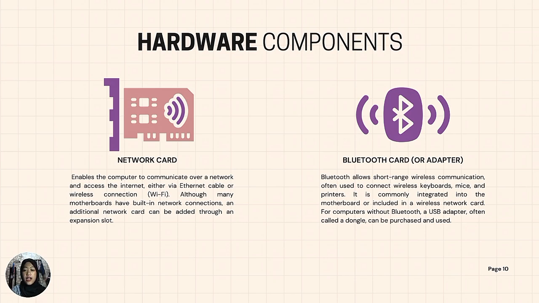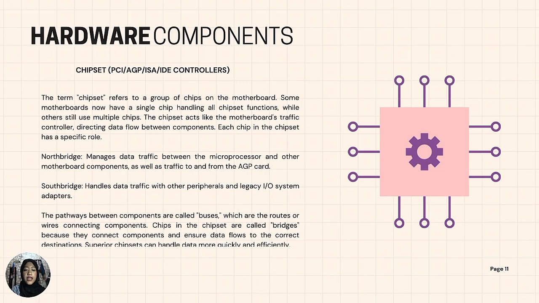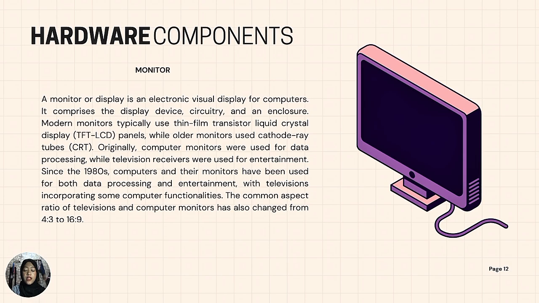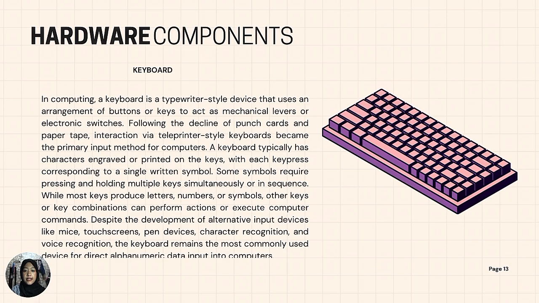14. Bluetooth card or adapter. Bluetooth lets your computer connect wirelessly, like to wireless headphones or a mouse. 15. Chipset. The chipset helps the parts inside the motherboard talk to each other and move data around. 16. Monitor. The monitor shows what the computer is doing. Most monitors today are flat and wide. 17. Keyboard. The keyboard is how we type and give commands. It's the main input tool for text.